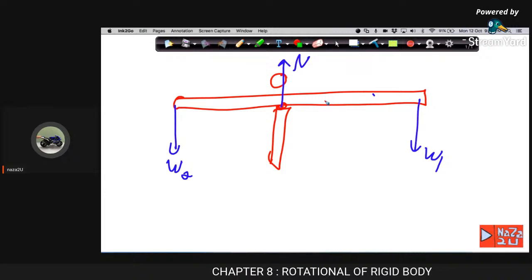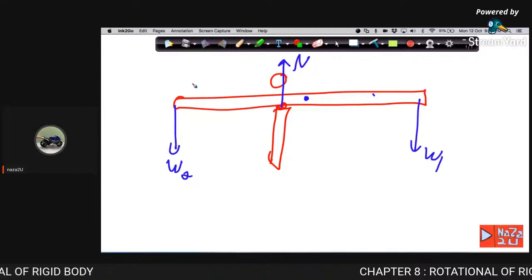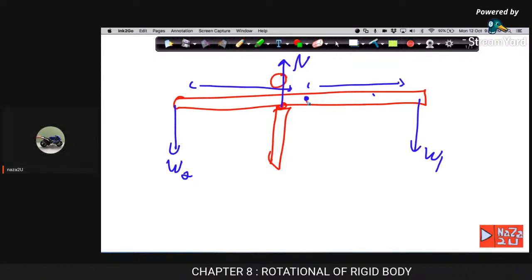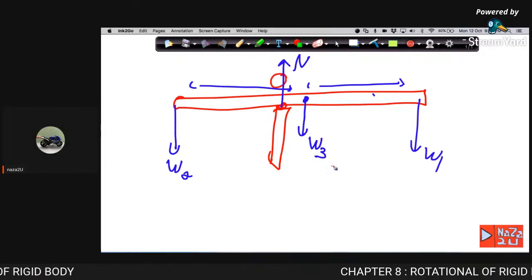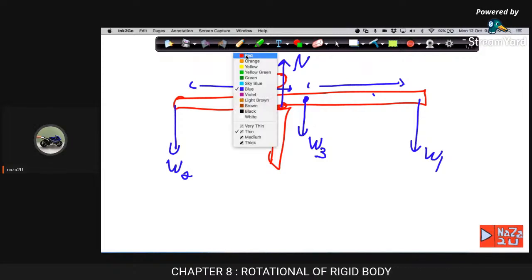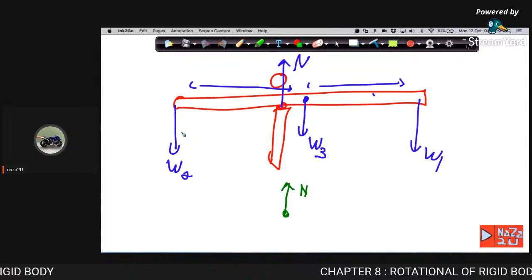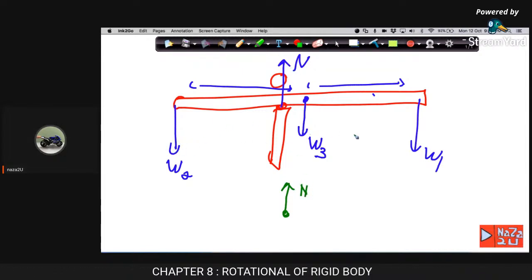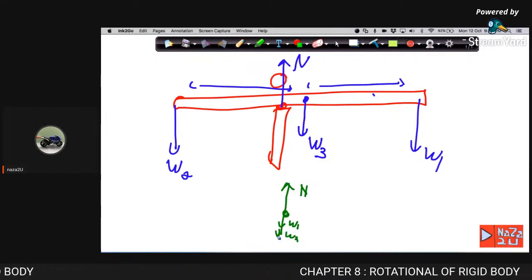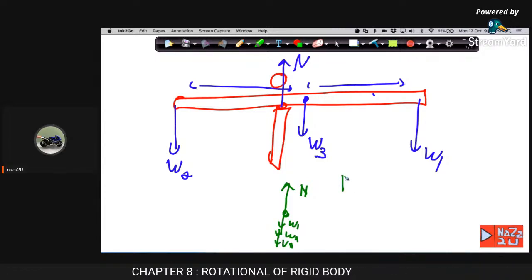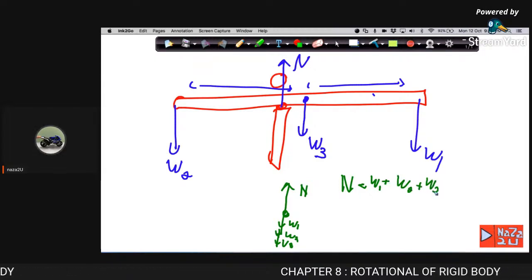Yes, the object itself has a weight force. To find its center, we already discussed, the center is in the middle. This is the middle, where the distance here equals the distance here. So its weight force also goes downward. Let's say this is W3. So if you draw the free body diagram, how many forces do we have? 4. We have a normal force upward and downward forces W1, W2 and also W3. But N is equal to W1 plus W2 plus W3.